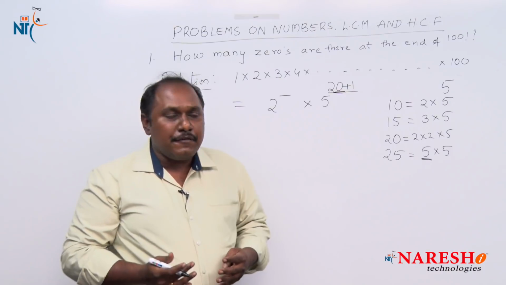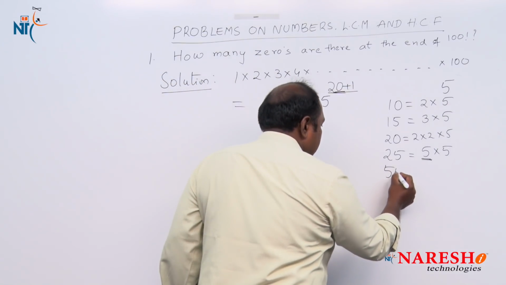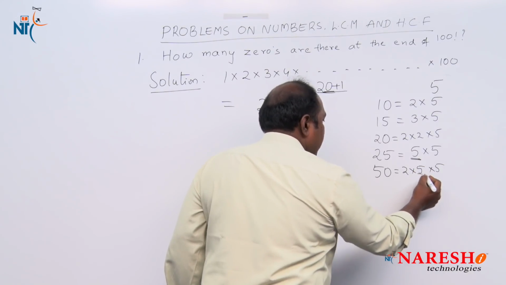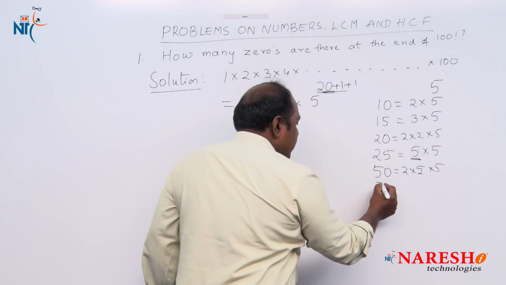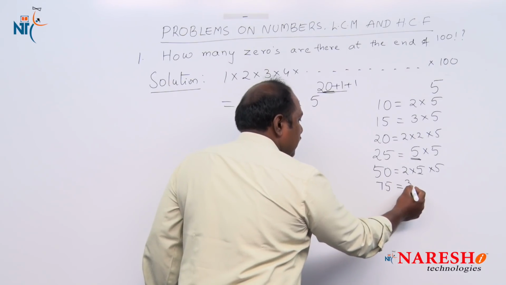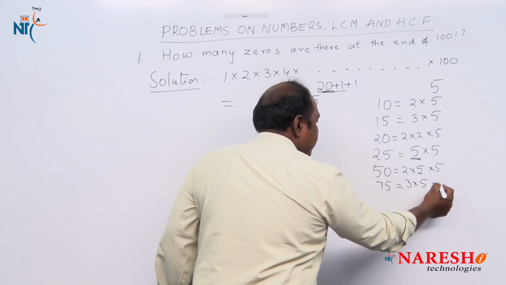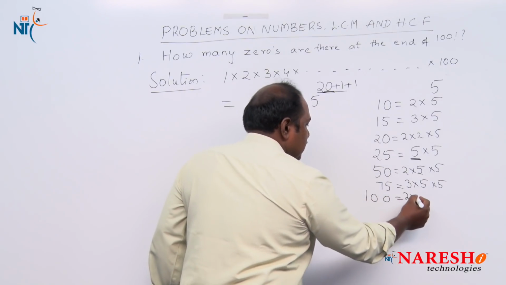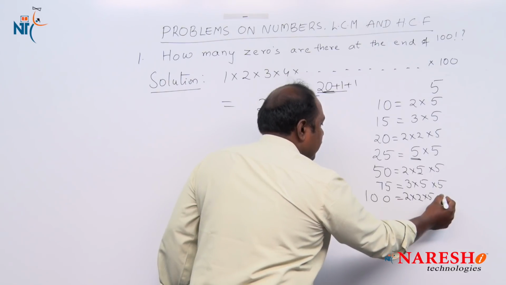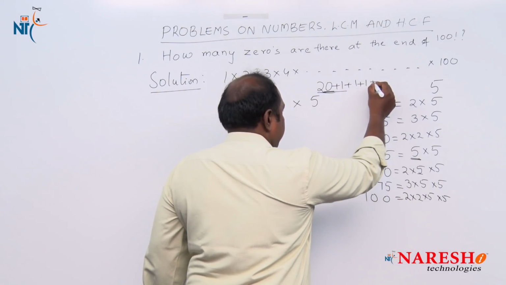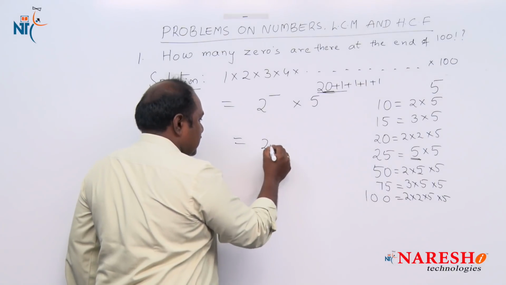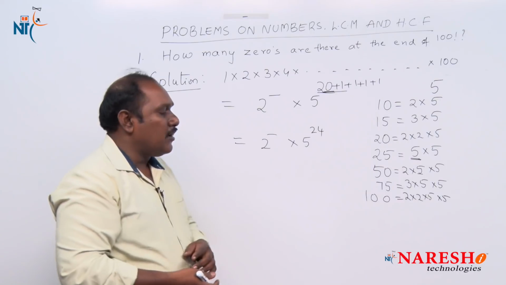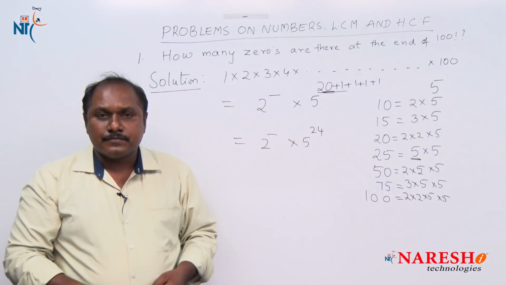Now the next extra 5 we find in 50. If I prime factorize 50, it is 2 into 5 into 5, and so on. The next extra 5 we find in 75, 3 into 5 into 5. The last extra 5 we find in 100, which is 2 into 5 into 5. So if you clearly see, the total number of 5s we have when we prime factorize all the numbers from 1 to 100 is 24.